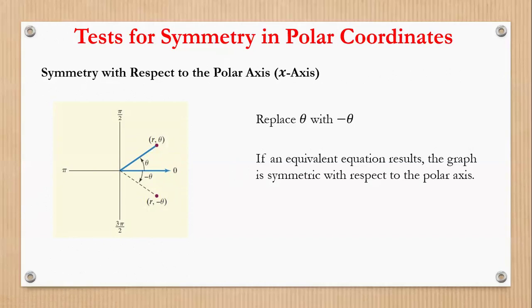find the symmetry about 3 things. First, we need to see if the equation is symmetric with respect to the polar axis. The polar axis is this line, or the x-axis. How do we find if it's symmetric with respect to the x-axis? By replacing theta by negative theta. If in the equation we replace theta by negative theta and the equation doesn't change and we get the same equation, that means the equation is symmetric with respect to the x-axis or the polar axis.